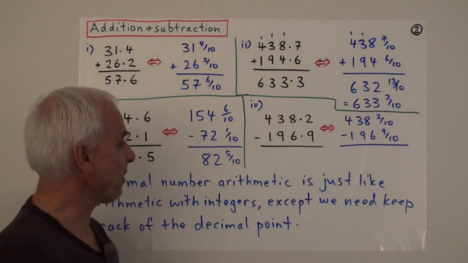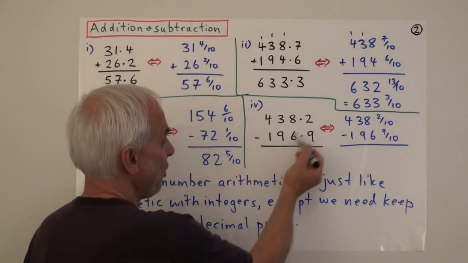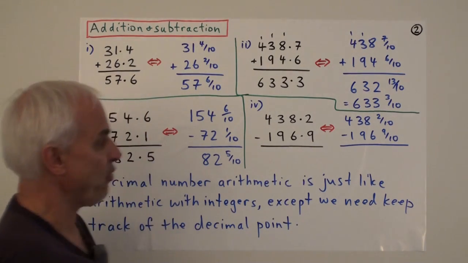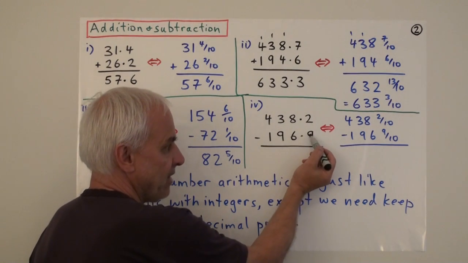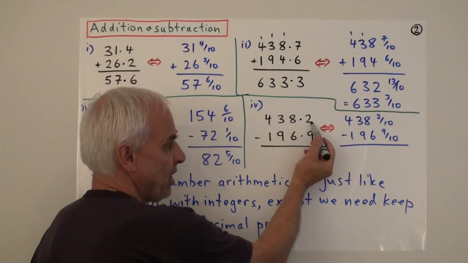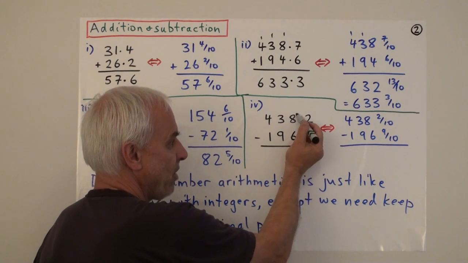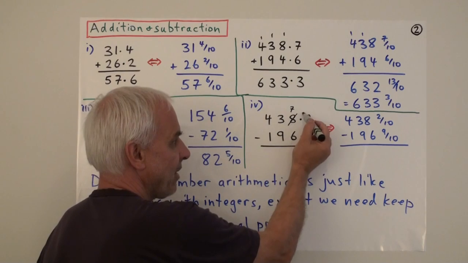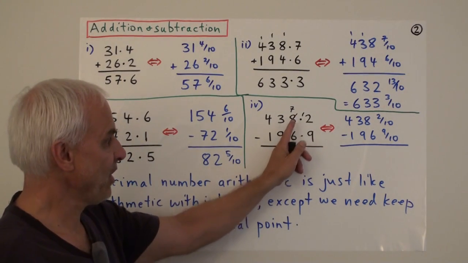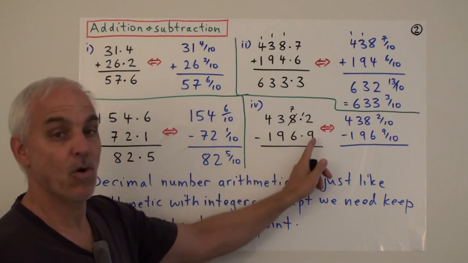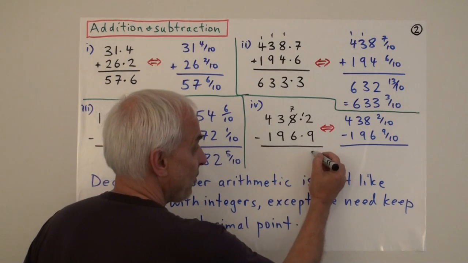Let's do a little bit more complicated one where we have to do some carrying. So 438.2 minus 196.9, let's say. So we're going to start on the right hand side. There's 2 here and 9 here, so we have to borrow 10 of them from the previous position. So we now have 12 in the 1/10 slot up here, and when we subtract 9, we'll have 3.